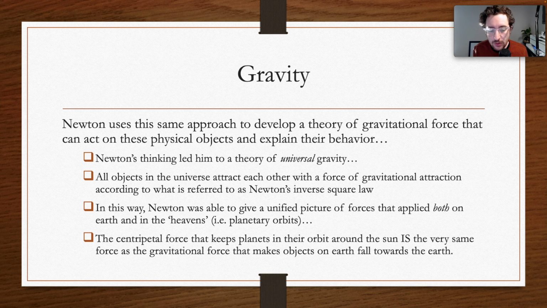But according to Newton, the centripetal force that keeps planets in their orbit around the sun is the very same force as the gravitational force that makes objects on Earth fall towards Earth. So there's a kind of unified picture of how everything behaves. Everything in the universe follows these same laws of motion and laws of gravity.